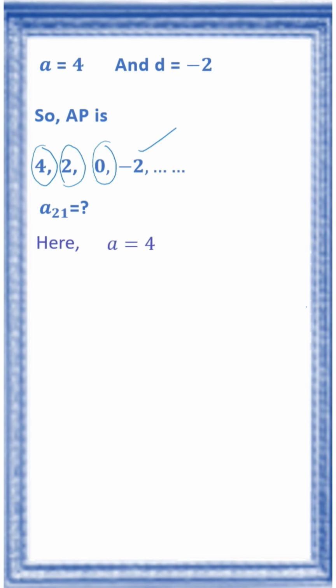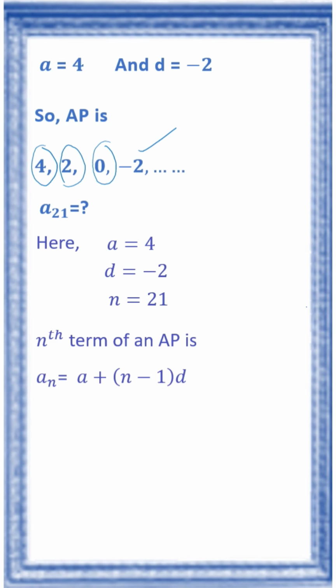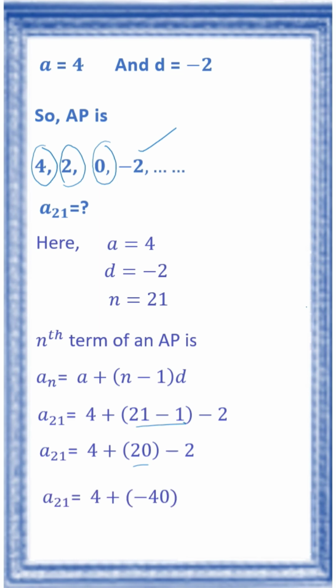Now let us find the 21st term, that is a21. Here a is equal to 4, d is equal to negative of 2, n is equal to 21. Now let us substitute the values in the formula. The nth term of the AP is an is equal to a plus n minus 1 into d. Now let us substitute. See, 21 minus 1, that is 20. 20 into negative of 2 is minus 40. So a21 is minus 40 plus 4, that is negative of 36. So the 21st term is negative of 36.